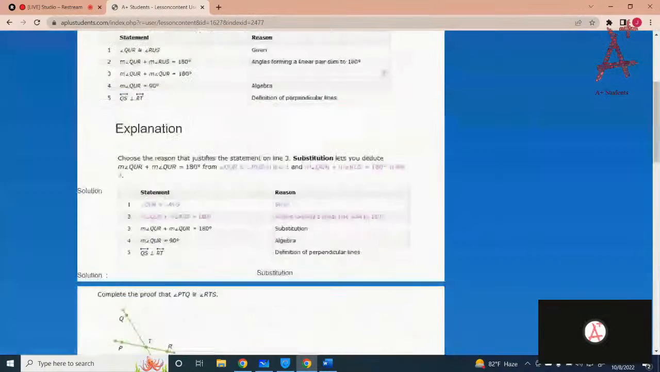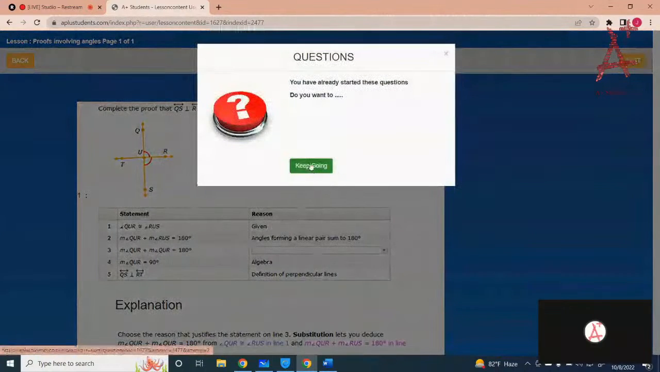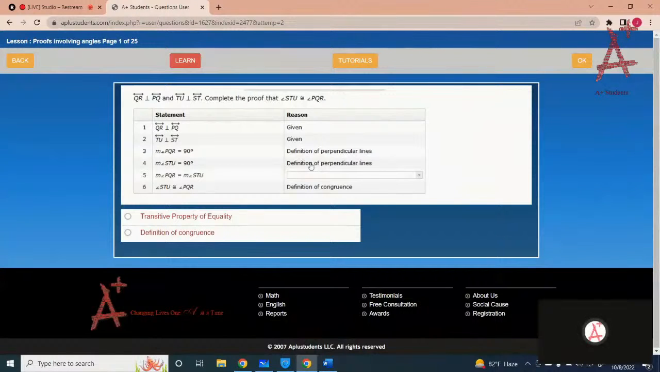Okay, let's start with the test. So the first one is: QR is perpendicular to PQ and TU is perpendicular to ST. Complete the proof that angle STU is congruent to angle PQR.